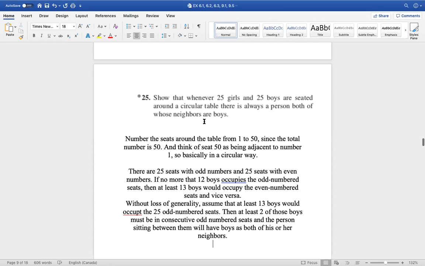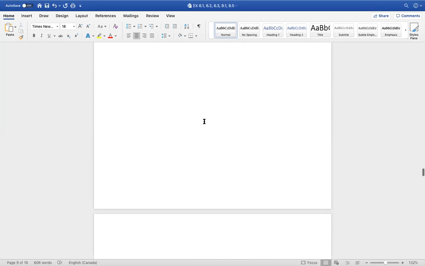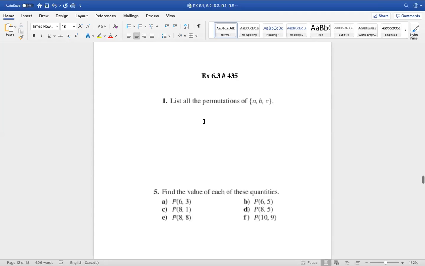Okay, let's move on to the next exercise. So exercise 6.3, this is on page number 435 of your textbook. Question number one. This exercise is about permutation. So in permutation, we have to list all the permutations of the set A, B, C.